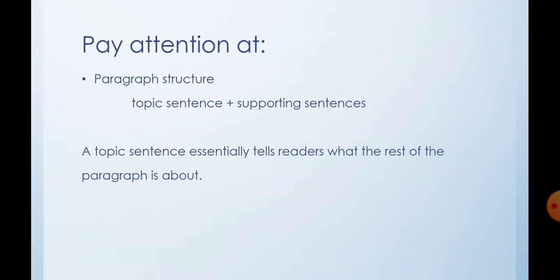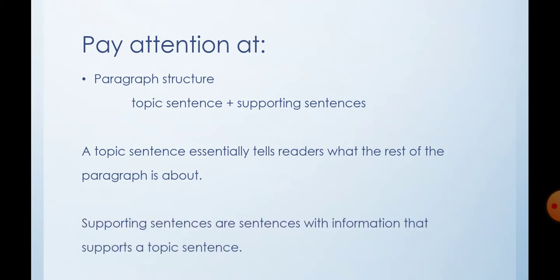In formal writing, the topic sentence is usually the first sentence in a paragraph, although it doesn't have to be. A topic sentence essentially tells readers what the rest of the paragraph is about. All the sentences after a topic sentence have to give more information about that sentence, prove it by offering facts about it, or describe it in more detail. That is what we call supporting sentences.